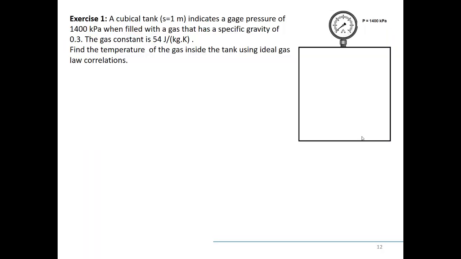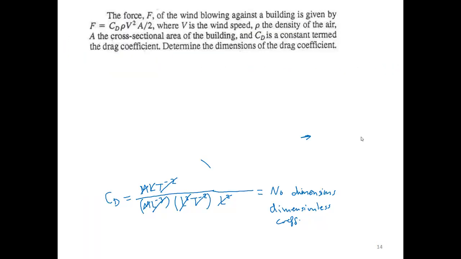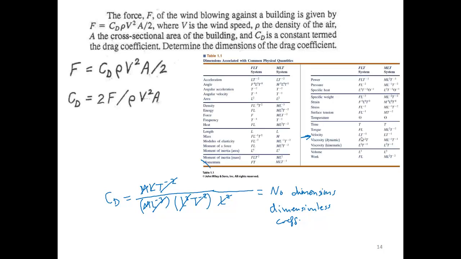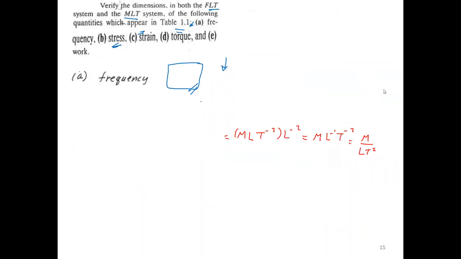Let's see if my work is right, because we've just put the table here a moment ago. If we look into the stress or the pressure, we can see it right here, ML minus 1, T minus 2, so we're good.